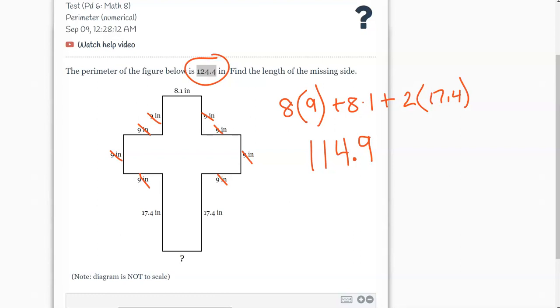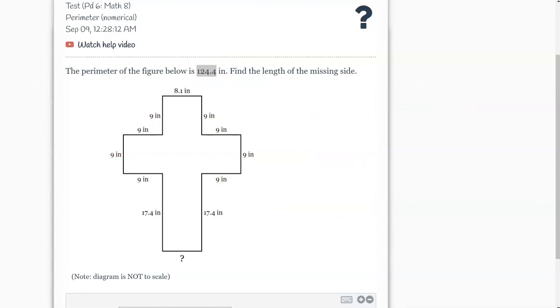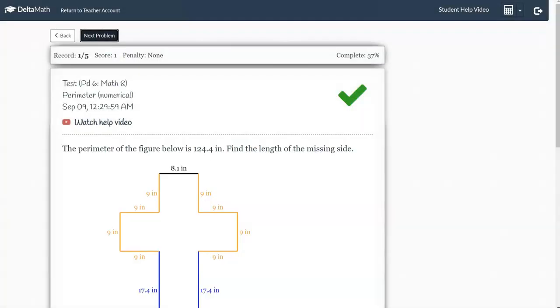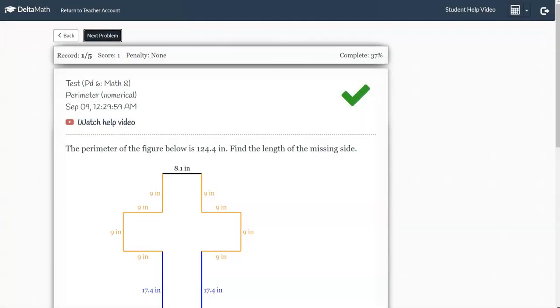So I'm going to subtract 114.9. Take that away from, whoops, I forgot the 0.4 here. So 124.4 minus 114.9 is a difference of 9.5. So it looks like the missing length is 9.5. So that's how you find a missing side. You add up all the sides you know and subtract it from the perimeter you're given.